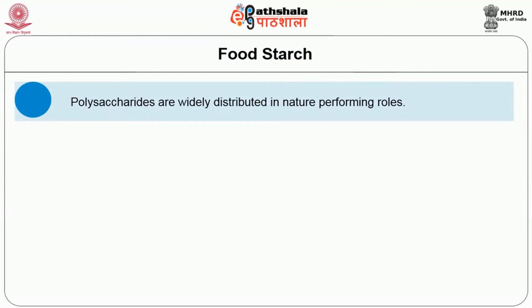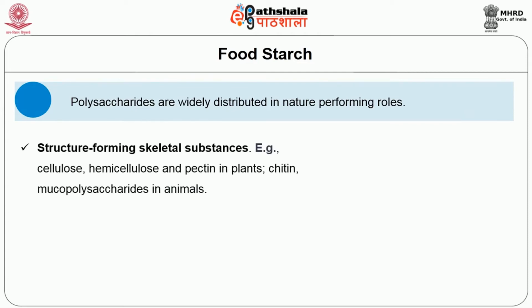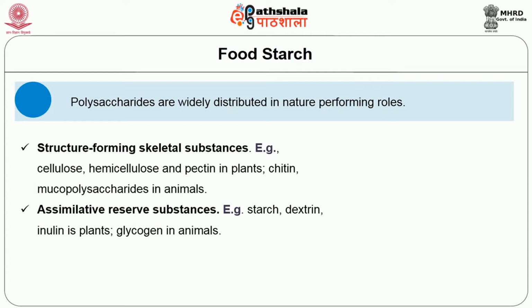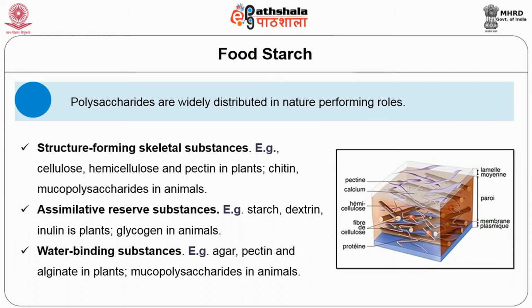Polysaccharides are widely distributed in nature and perform various roles such as structure, forming skeletal substances, for example cellulose, hemicellulose and pectin in plants, and chitin and mucopolysaccharides in animals. Assimilative reserve substances, for example starch, dextrin, inulin in plants and glycogen in animals. Water binding substances such as agar, pectin and alginate in plants and mucopolysaccharides in animals.